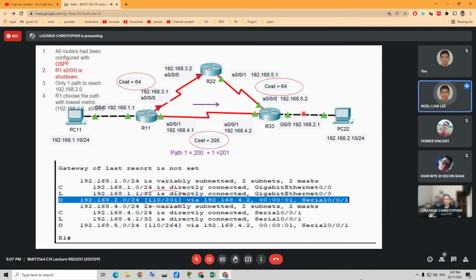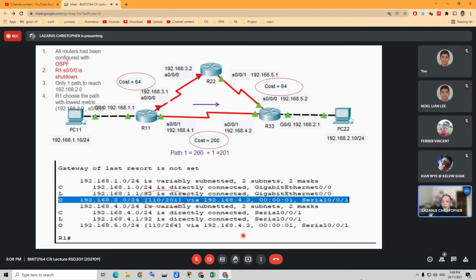Okay, so the number 110/201. The 110 means what? I have to find out this one. I forgot already what this is. I think the information in the NetCat notes is more detailed. We'll find out later. Maybe you can help find out from our NetCat notes.